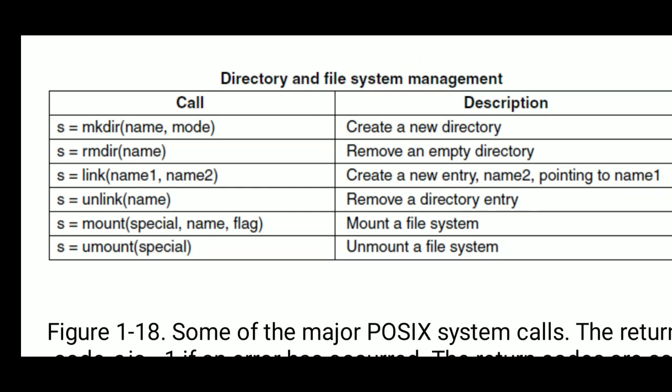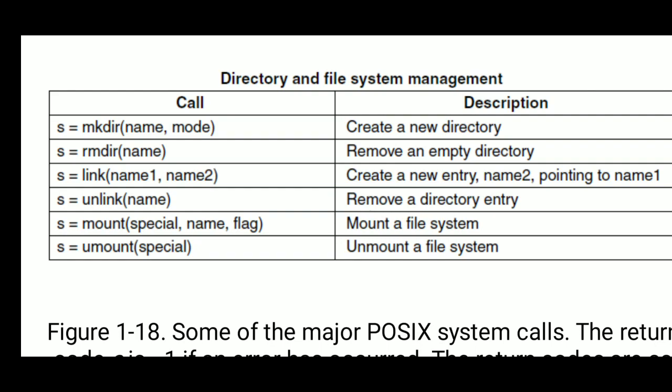Second one is rmdir, that is to remove an empty directory. We have a system call called rmdir. Third one is link, to create a new entry, name 2 pointing to name 1. When we want to link any of the entries with name 1 into a directory, when newly created, we can use the function called link.